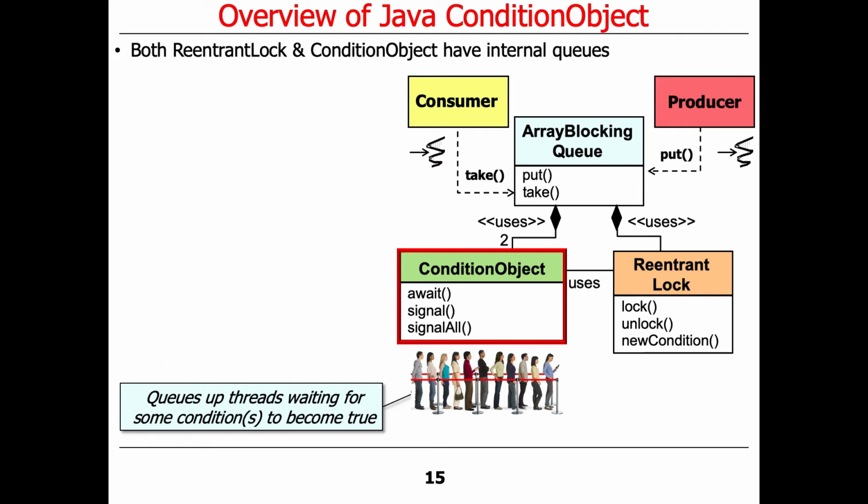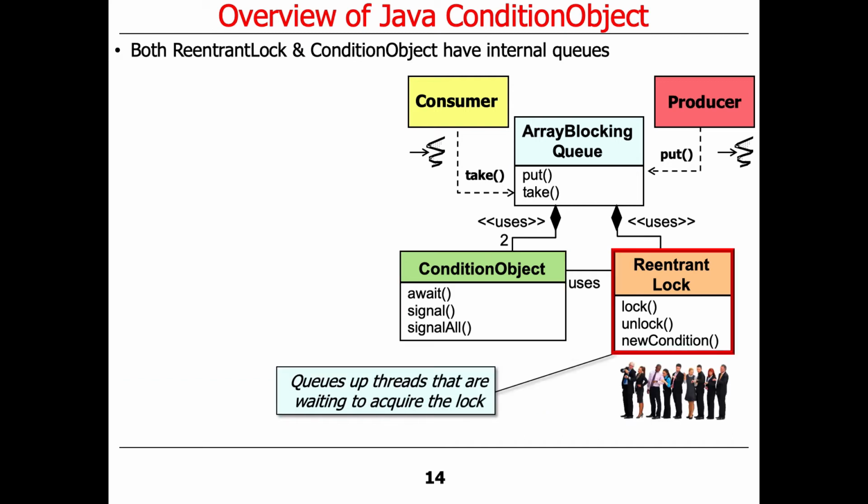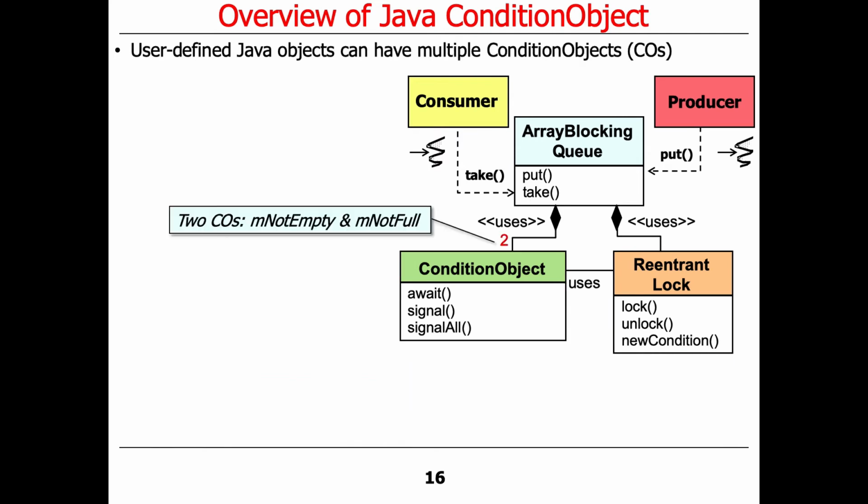So there are two different queues, and you'll see when we start talking about the methods in condition object later that when you signal a condition object, what that does is it takes the next thread that's waiting and moves it from this wait queue to the reentrant lock's wait queue. And we'll talk more about that when we get to that.